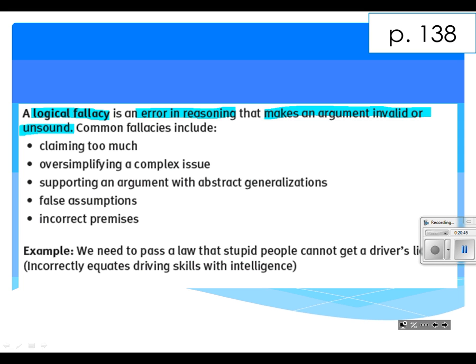Now, an example follows below, and I think it's pretty funny. You can go ahead and highlight it, circle it. An example of a logical fallacy would be this. We need to pass a law that stupid people cannot get a driver's license. Well, okay. What exactly makes someone stupid? Is it their IQ? Is it based on their personality? Is it really not an intelligence quotient?